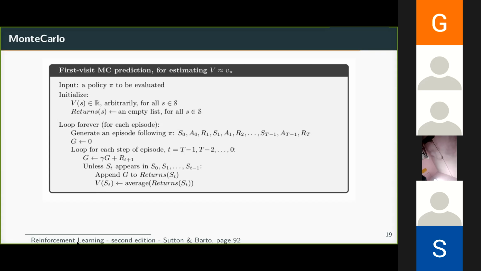And all this is there in this book, Reinforcement Learning, second edition by Sutton and Barto. This is a free PDF you can download from online. If you go to Google and search, you will find all this.